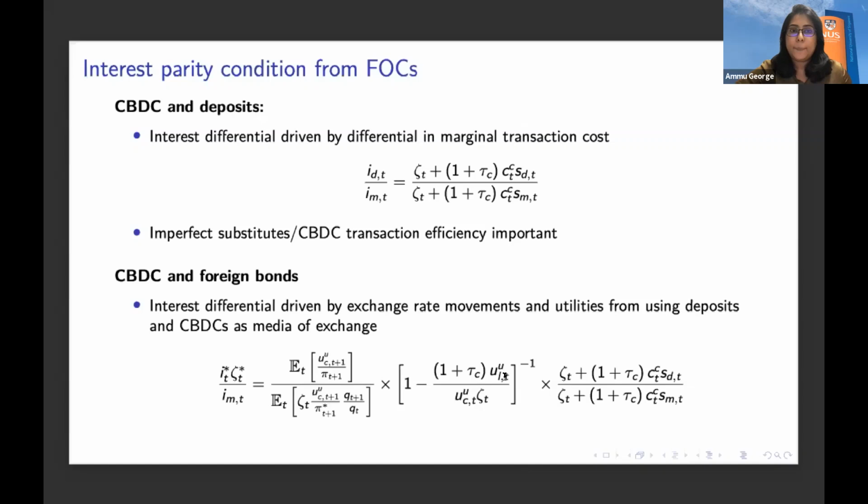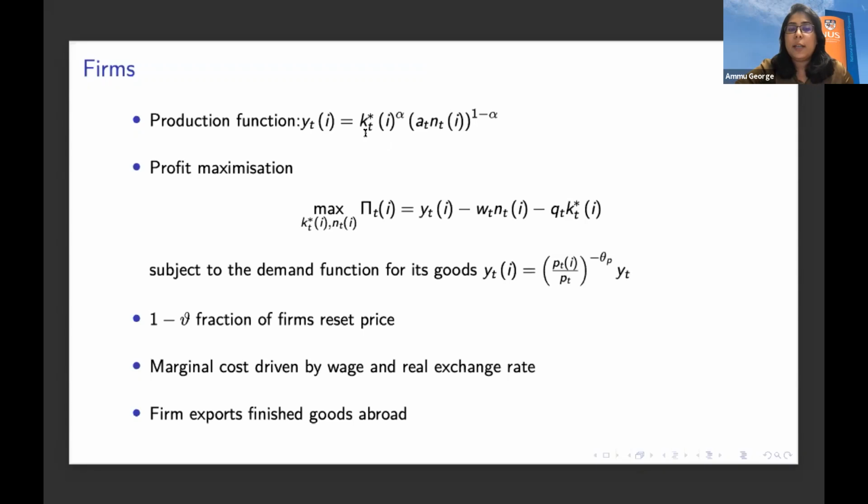Next, we have the firms. Firms use both imported intermediate inputs, which we can consider as capital inputs, and labor services. Since these capital inputs are imported, the cost of paying one unit of capital is the real exchange rate, and they have to pay the wages for the labor services as well. This constitutes the profit maximization problem of the firm.